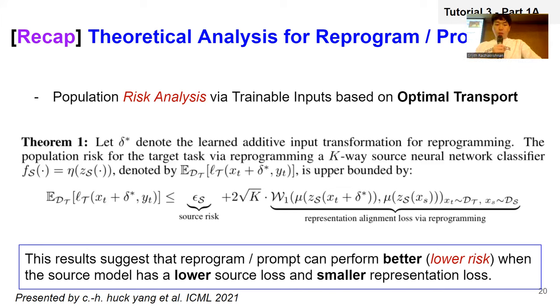So in short, this theoretical result suggests when we do the reprogramming or prompting, the model can perform better when the source model has a lower risk. You can think of it as when you have a better prediction model, or you have a better designed representation loss. But one good thing about this theory is it can actually do some measurement when we do this prompting and reprogramming based on our previous distance metric based mechanism, for example, L2 or Wasserstein distance or MMD.